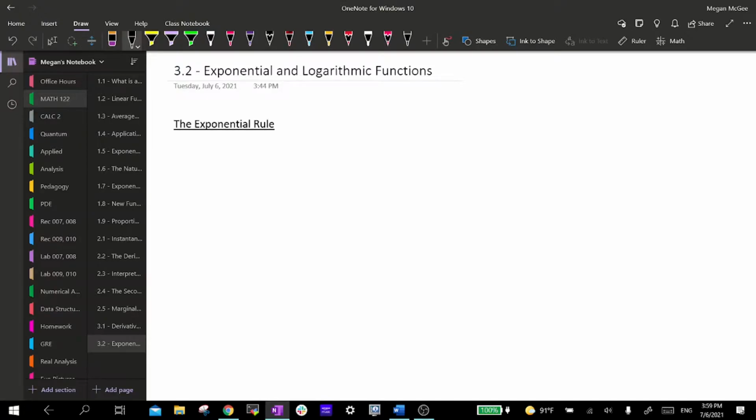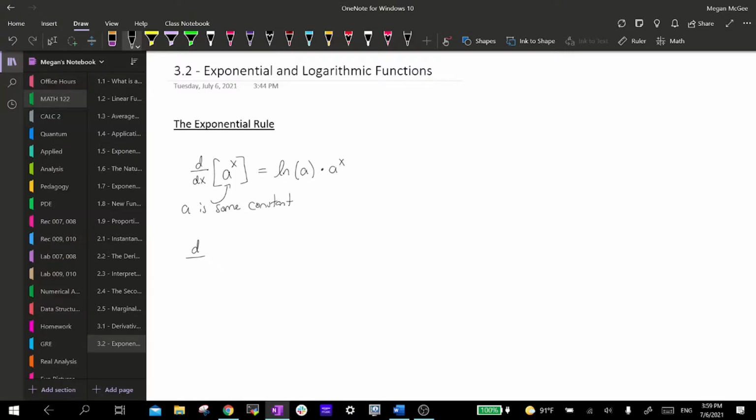Alright, so the first rule is the exponential rule. So if we have the derivative with respect to x of some exponential function a raised to the x, where a is some constant, just any number, the derivative of a to the x is going to be the natural log of a times a to the x again. Okay? And we have a few special cases of this.